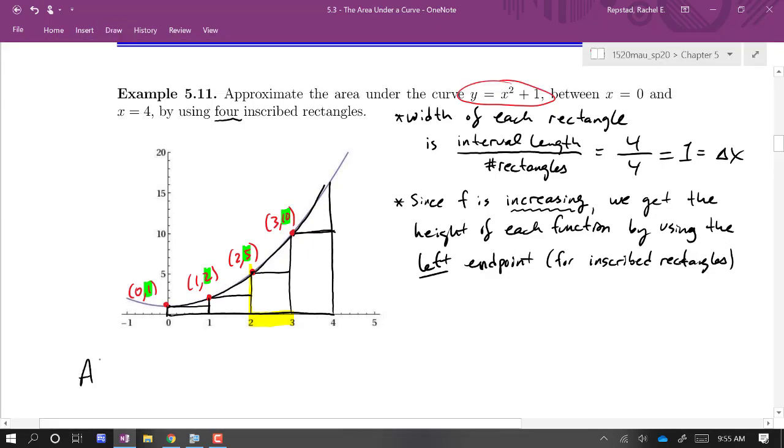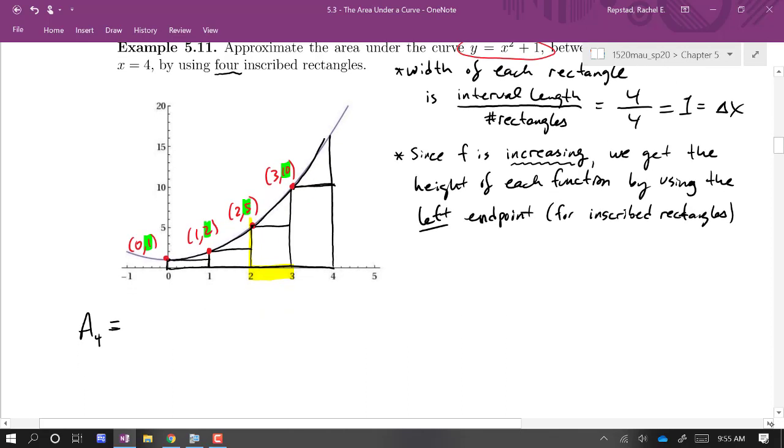So the approximate area using 4 rectangles, I'm going to denote that as A sub 4. This is the width times the height, right? Each rectangle is a width times a height. So I've got a width of 1 times a height of 1. There's the first rectangle. The next rectangle is a width of 1 times a height of 2. The third rectangle, this rectangle from 2 to 3, a width of 1 times a height of 5. And then last, a width of 1 times a height of 10.